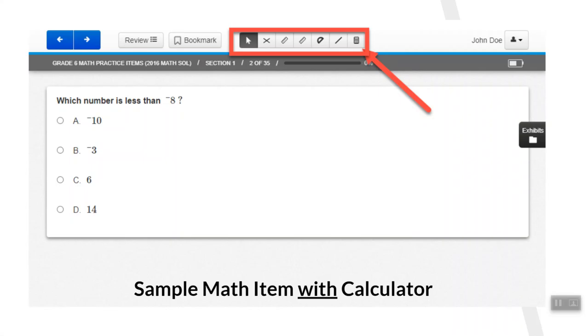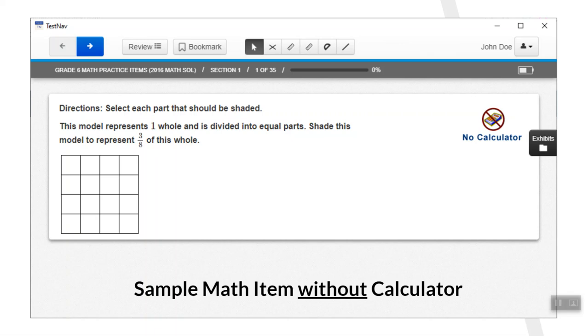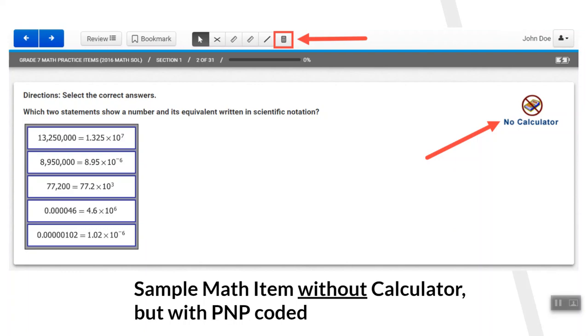This shows an example of what it looks like with a calculator available. Here is an example of a math item without a calculator. Notice it says no calculator, and there is no calculator available up here. And finally, here is an example of a student who would have the calculator accommodation. While the computer says no calculator here, it is still available for them up here.